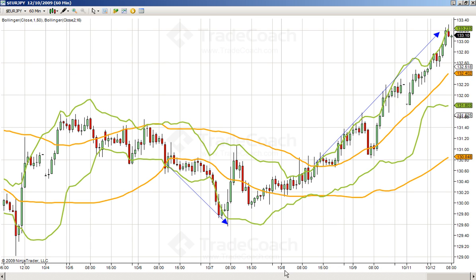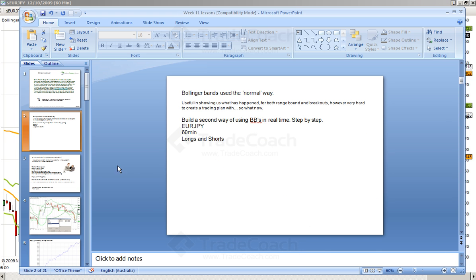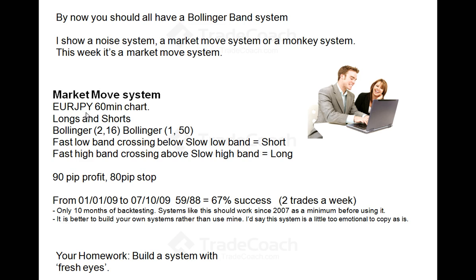Well, what did I deduce from that? Well, let me show you my trading plan now from that. Okay, Euro Japan, hourly, longs and shorts, the two Bollingers, the fast and slows crossing as said for longs and shorts, 90 pip profit, 80 pip stops, a bigger profit than stop, running at 67% success. It's giving 2 trades a week, so for those of you who like lots of trades, it's 2 a week. I think that's, by my terms, quite a lot of trades.